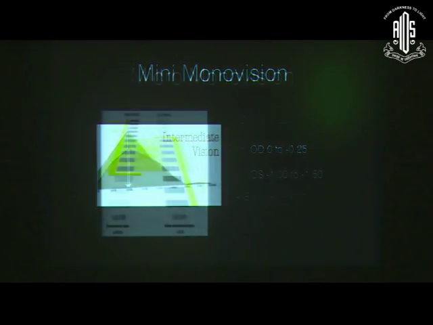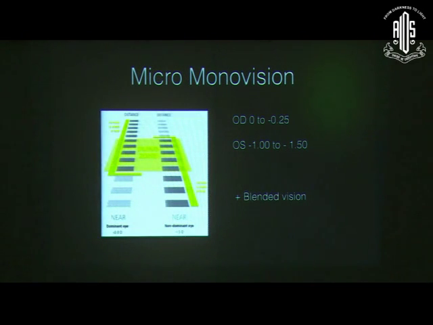The third kind of monovision is called micro monovision. This is a combination of having distance correction in one eye and having a blended correction in the other eye, where you leave a significant amount of myopia, but then you also increase the spherical aberrations in the eye to increase what is called the depth of focus, so you have a better combination of binocularity with both the eyes together.